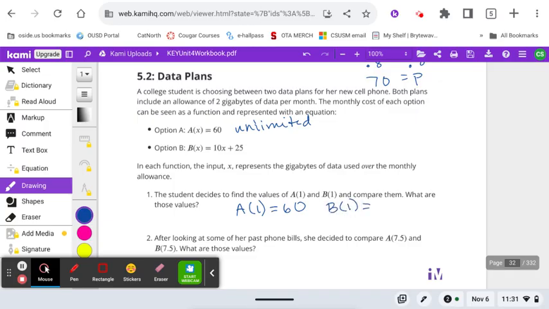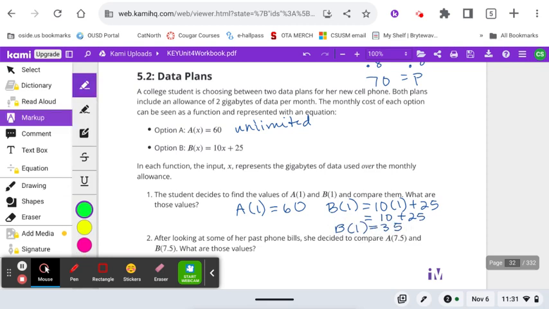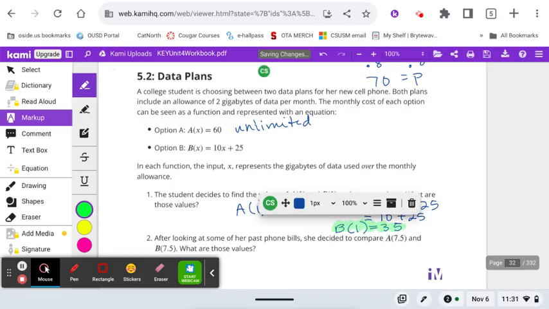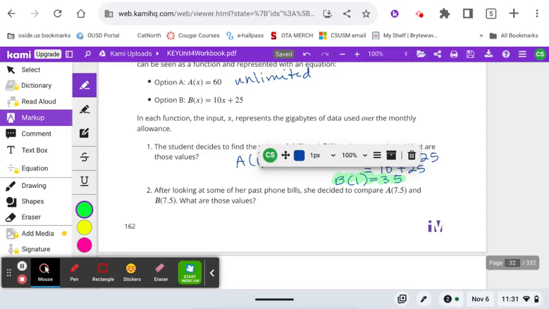When I plug in 1, it's going to be dependent on plugging 10 times 1 plus 25. Notice that gives us 35. And so it's definitely worth it to be on this plan because it's cheaper if I'm not going to use that many gigabytes of data.